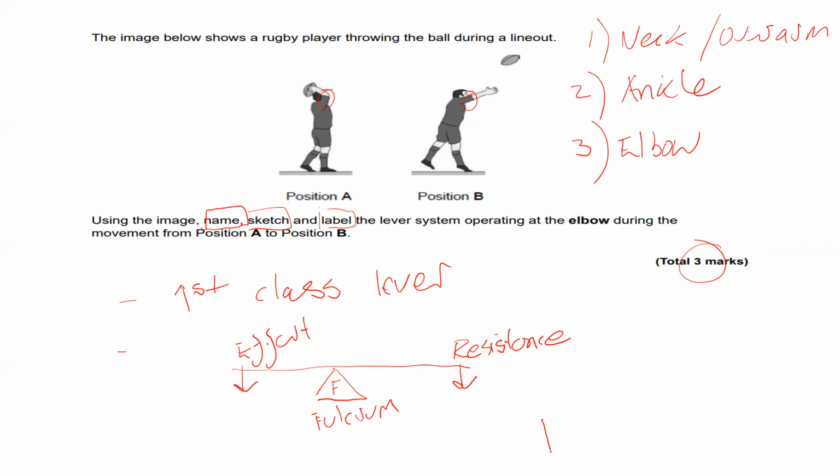Okay, and then you just remember FRE 1, 2, 3, and that tells you which lever system or what's in the middle of each lever system. So on the first class, it's the fulcrum. Second class, it's the resistance, and the third class, it's the effort.